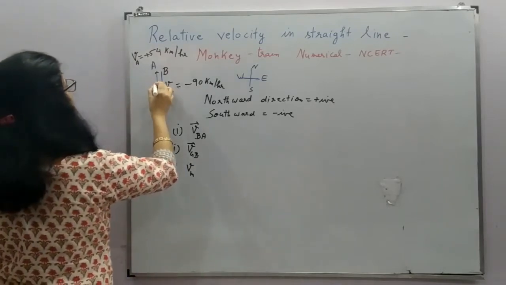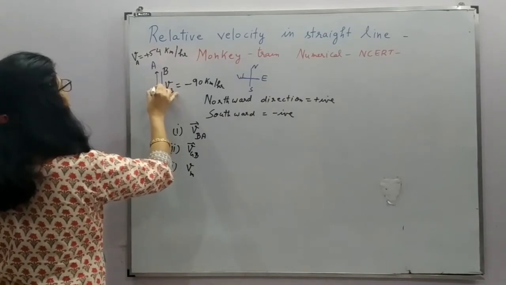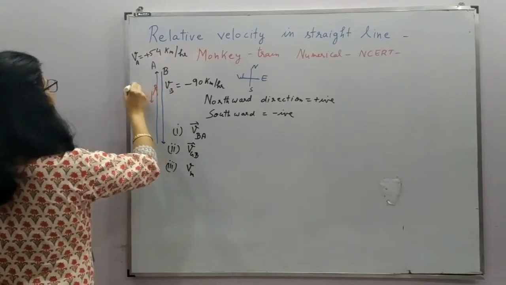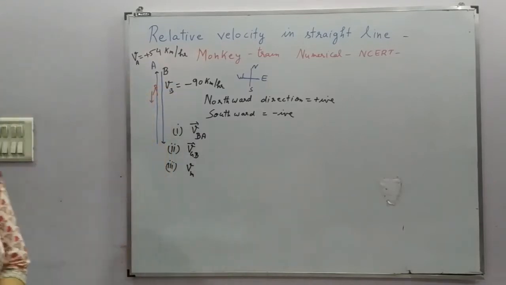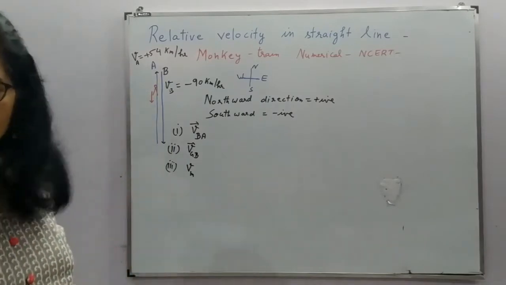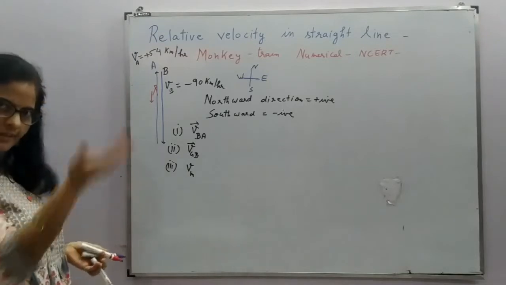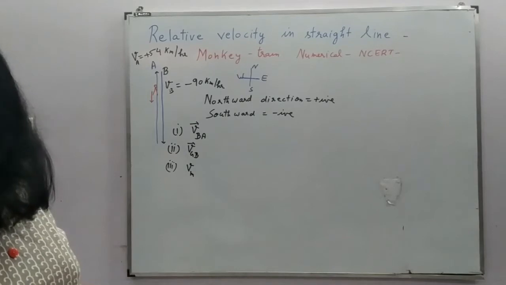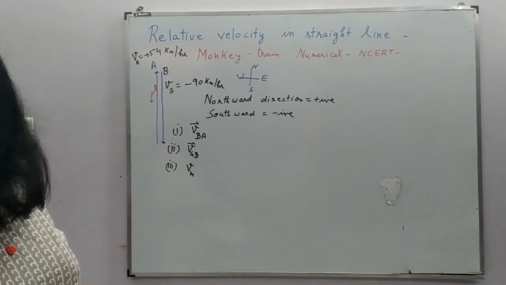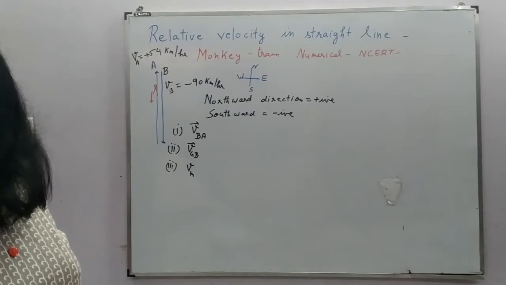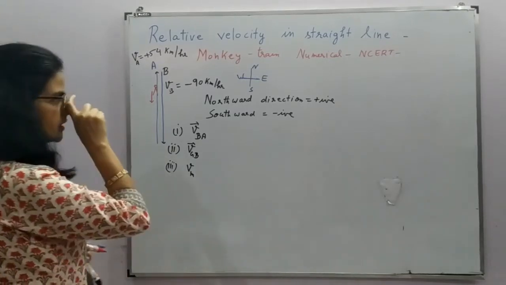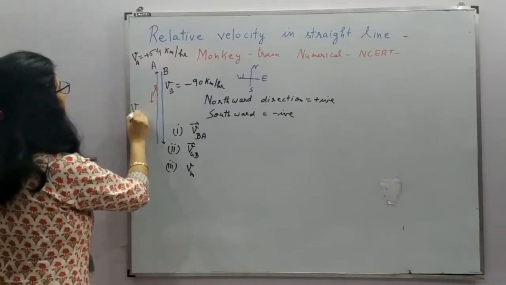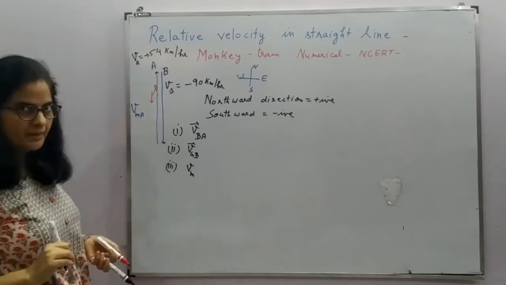So this is our train A and the monkey is running on this train A against its direction of motion. So that's why it is moving on the train opposite to its direction of motion. And they have given that the velocity of monkey is 18 km per hour with respect to train A. So this is an important part here. So what is given here? Velocity of monkey with respect to train A.